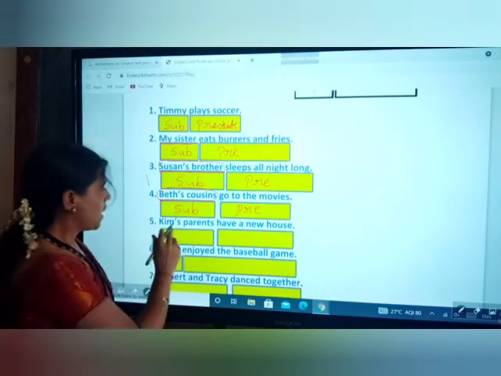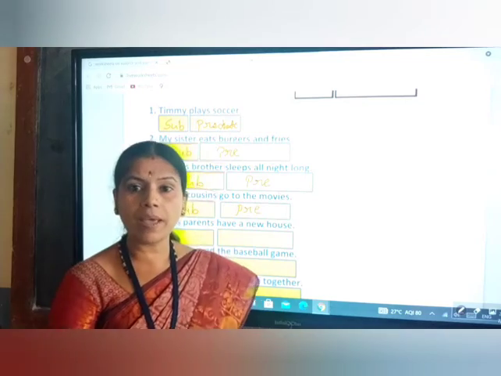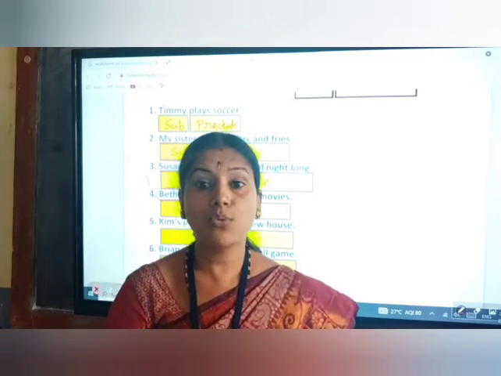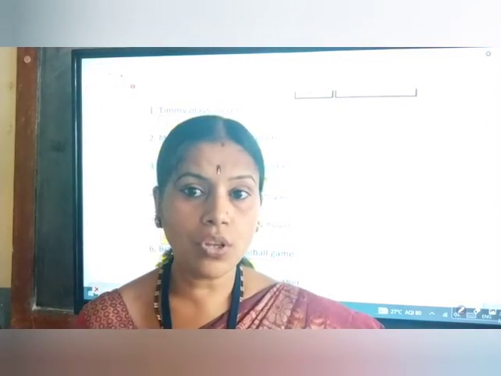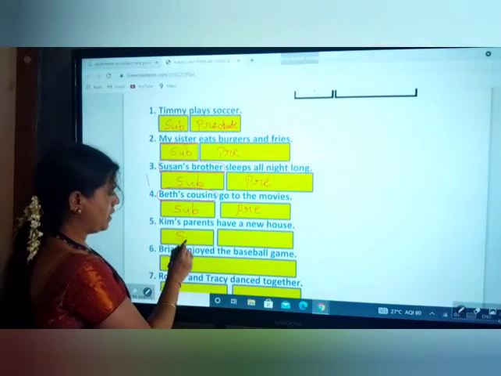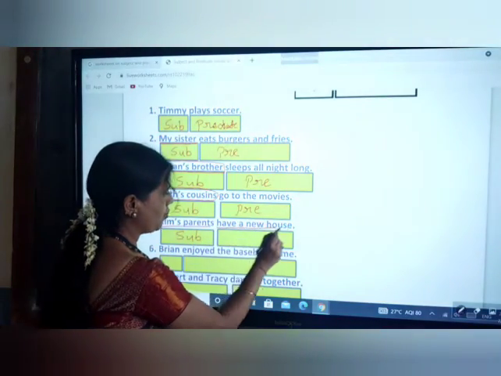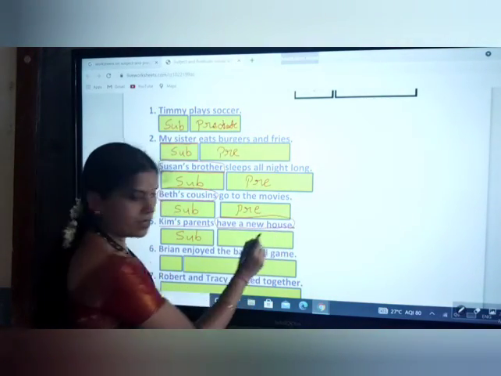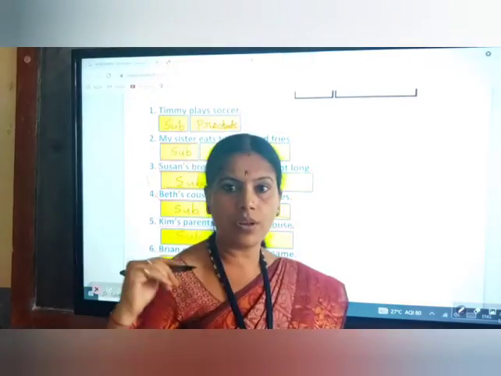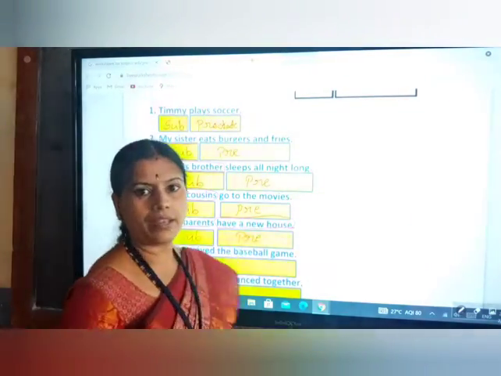So next, Kim's parents have a new house. Whose parents have a new house? Tell me, whose parents have a new house? If the question is so, the answer is Kim's parents. So here Kim's parents is the subject, whereas have a new house is telling about the subject. So it is called the predicate. This one is called the predicate.